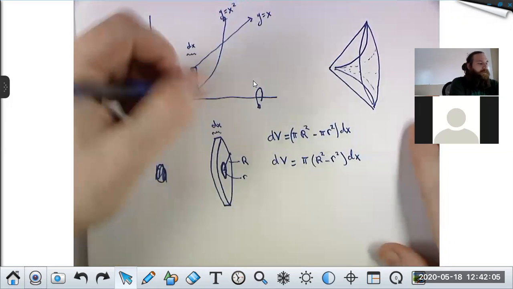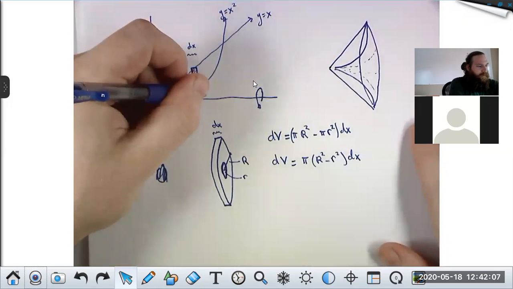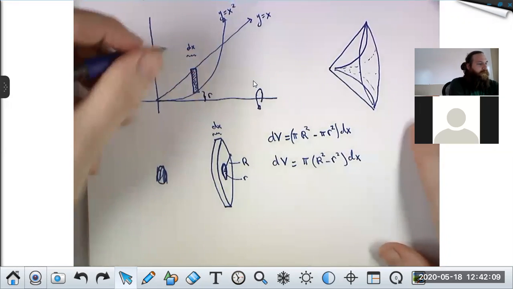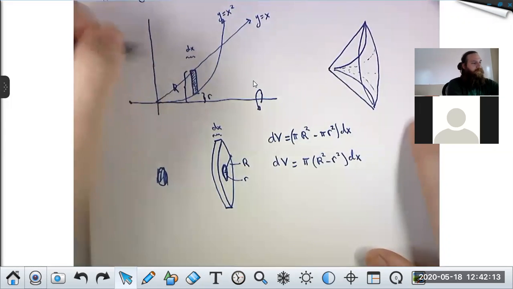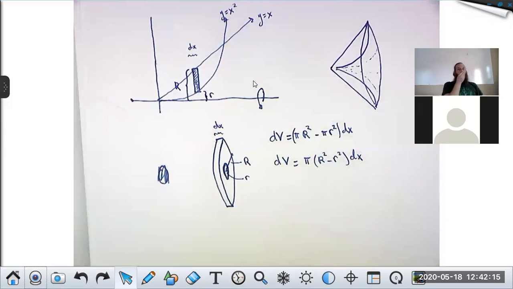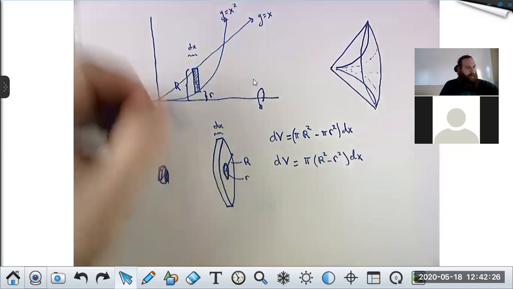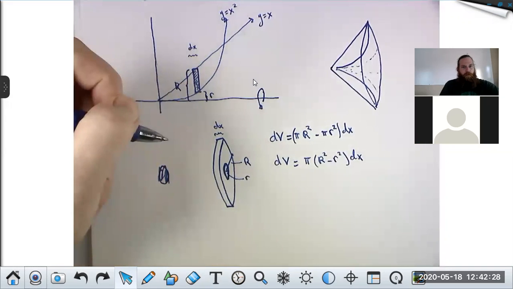Then you come back to this picture. Here's little r, and here is big R. Do you see how rotating that strip gives you that little washer shape? Why that little air gap in here is coming from this little air gap in here?